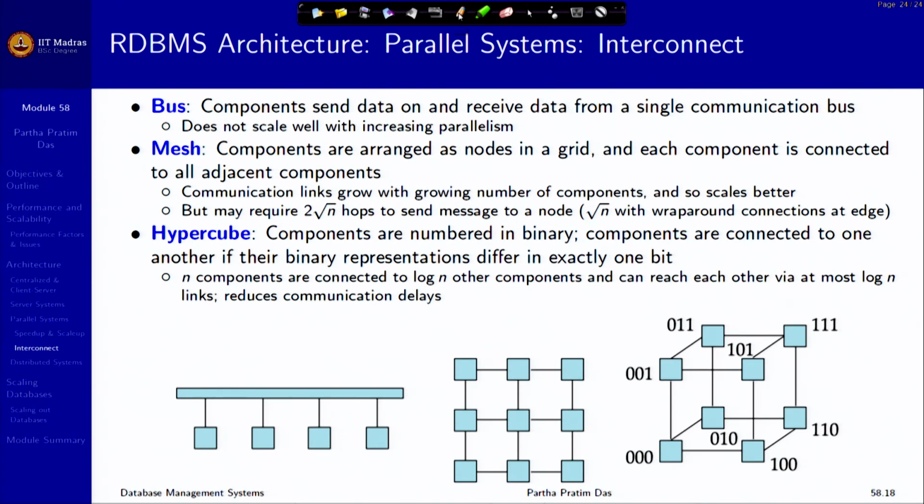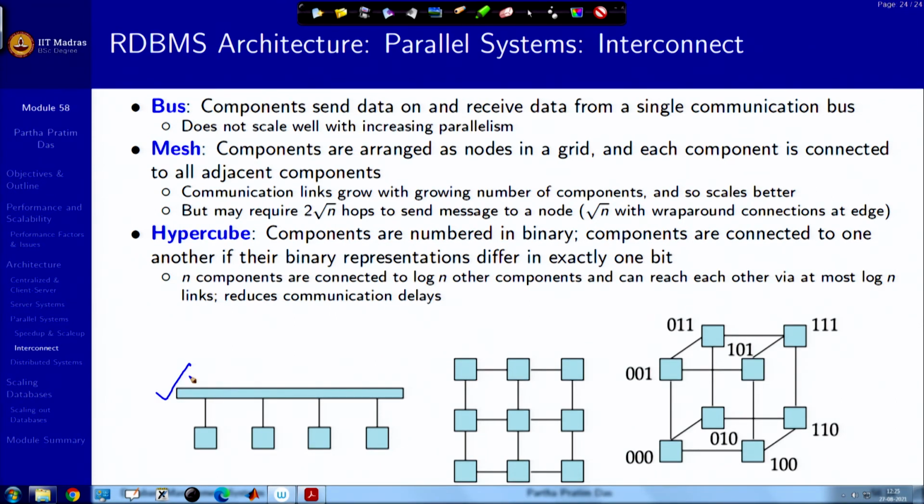So, you could connect them through a bus directly. If you connect them to a bus, this will not scale well with increasing parallelism, because any pair of processors that have to exchange data will have to hold that bus. So, a lot of things will get linearized. You could have a mesh where you connect them in a kind of square connection. If you have n processors, this is a root n by root n mesh, right. So, the longest communication you will need is going from this end to the other, root n on this side and root n on this side. So, it could be twice root n.